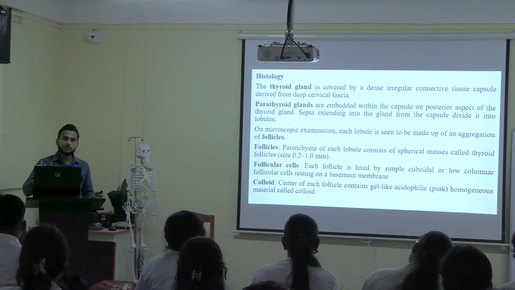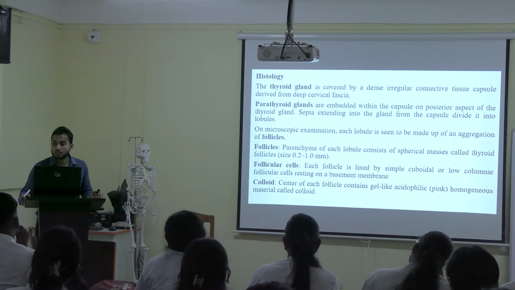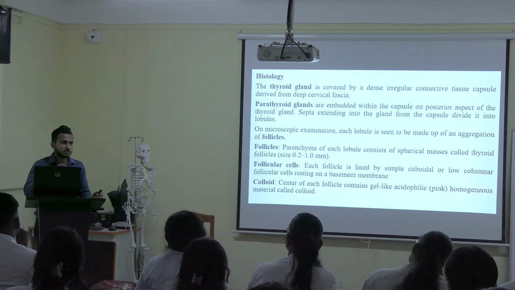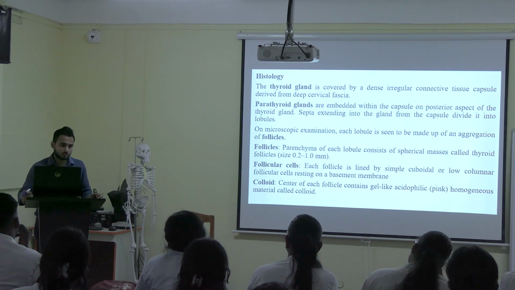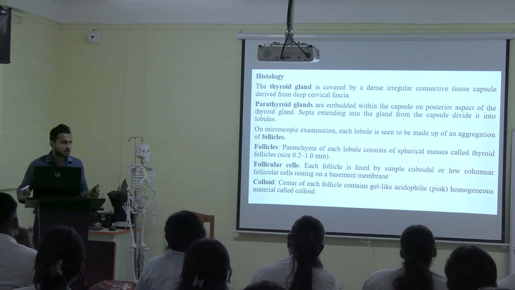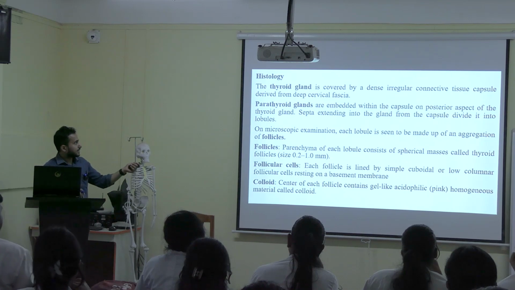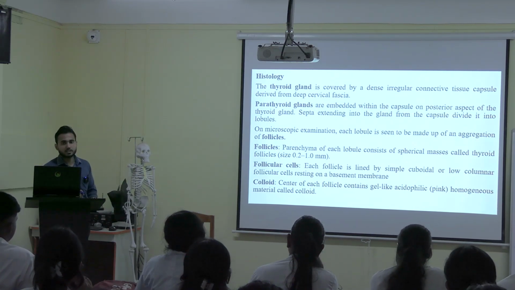Can anyone tell me where the parathyroid glands are present? Yes, not behind, actually it is situated on the posterior border. How many parathyroid glands are there? Four. Okay, two on each side: superior, inferior, superior, inferior. So see, the parathyroid glands are embedded within the capsule on the posterior aspect of the thyroid gland.